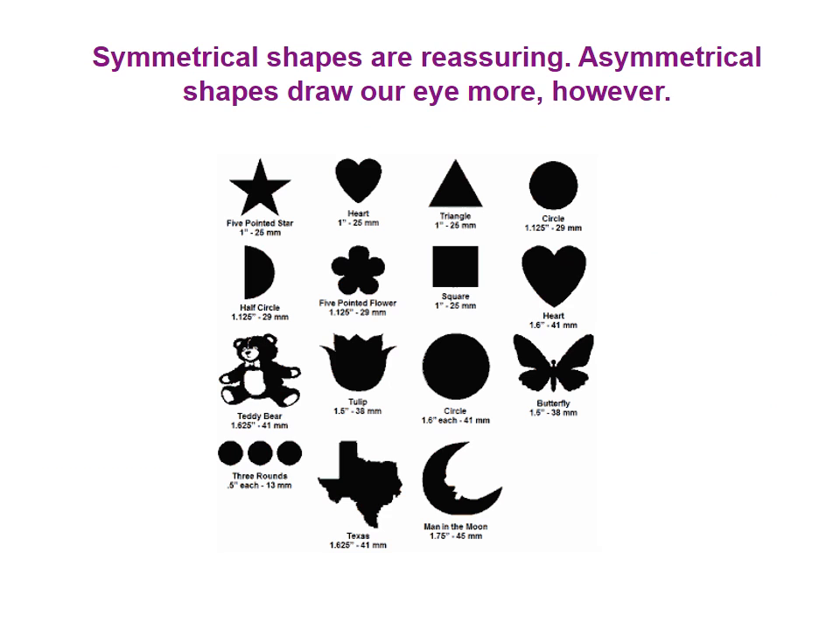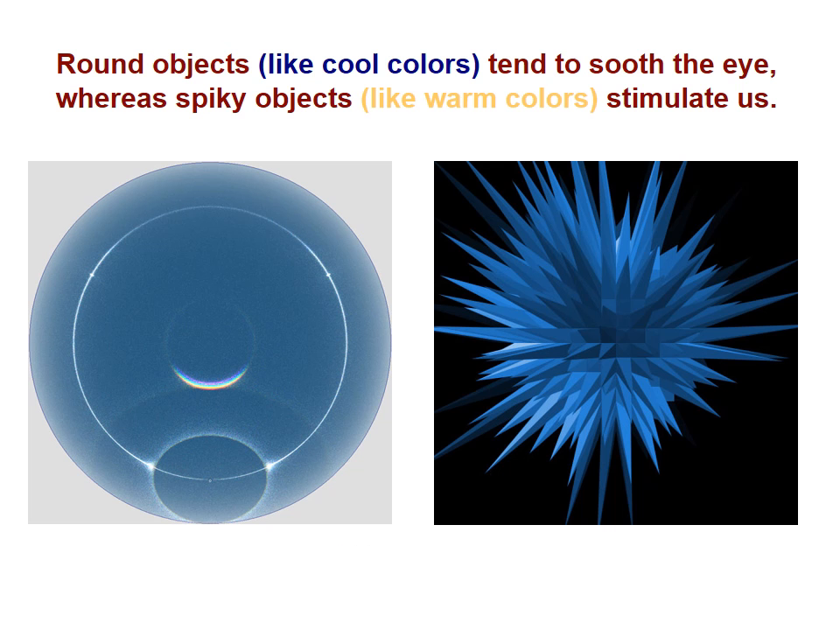Symmetrical shapes are reassuring: a heart, a butterfly, a square, and so on. Asymmetrical shapes draw our eye more, however, and we can put them in a place where we want to draw attention. When we looked at this slide, probably your eye may have started with the teddy bear or the shape of Texas, something that may have drawn your attention more than the symmetrical shapes. Round objects, like cool colors, tend to soothe us, whereas spiky objects, like warm colors, are stimulating.